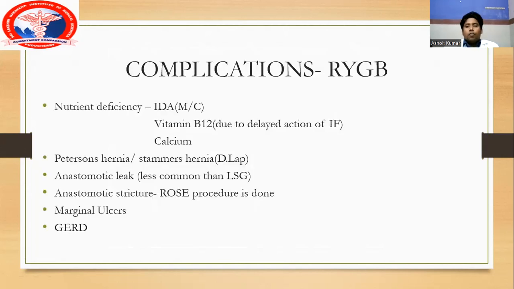So the complications of Roux-en-Y gastric bypass: the most common deficiency is iron deficiency anemia, and the second one is vitamin B12 deficiency, due to delayed action or very limited amount of action by intrinsic factor. Then calcium deficiency will be there, and the most common complication is that certain hernias happen with this Roux-en-Y gastric bypass surgery.